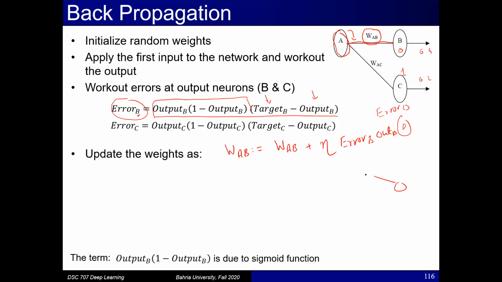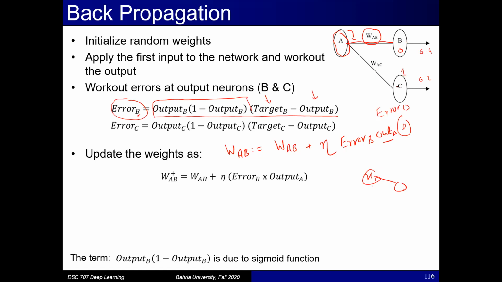Previously, this was x1, so the input to this neuron was x1, and I was multiplying that error with x1. Now here you don't see any x1. Here the input to this neuron is actually the output of this neuron. That's why here I'll be writing output of A. Similarly, the same will be for this C. So let me show you these expressions.